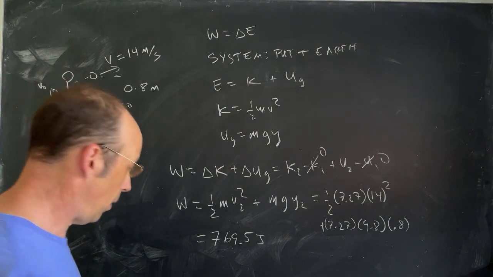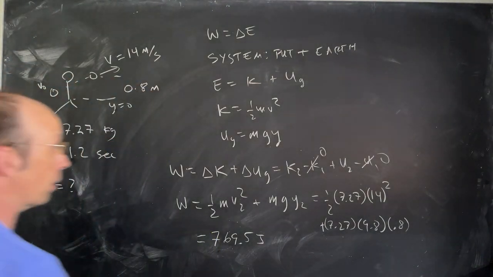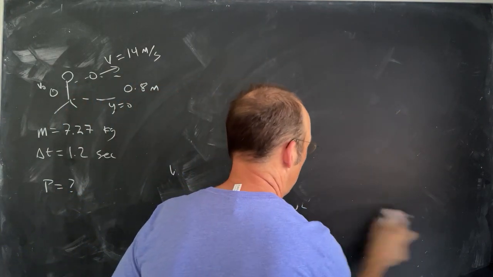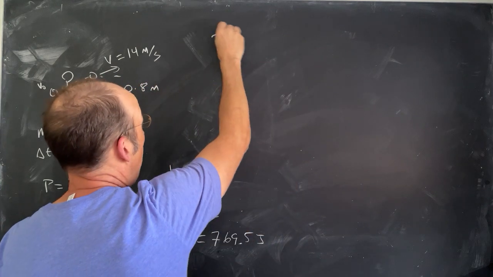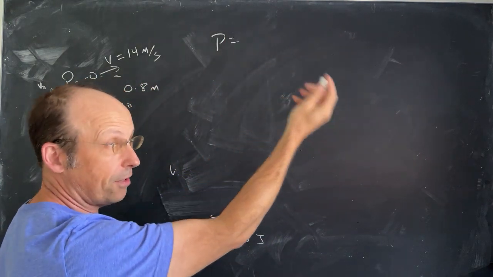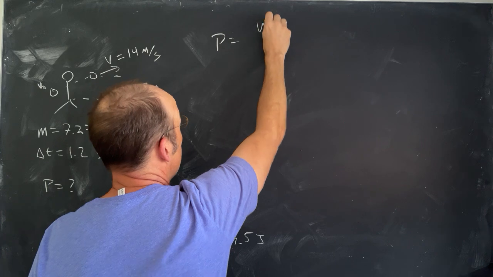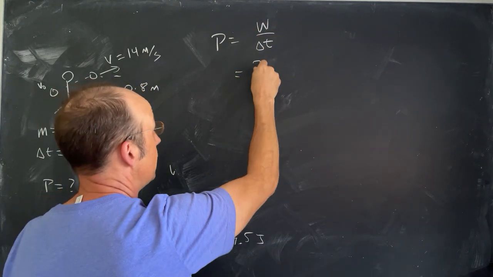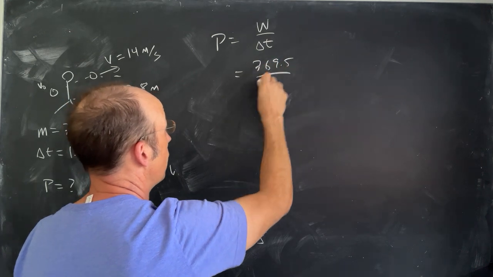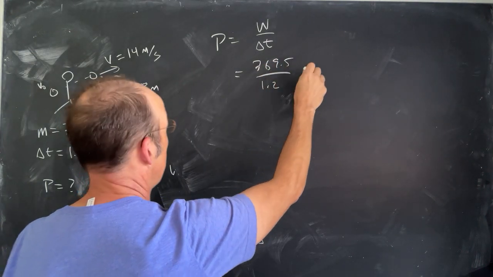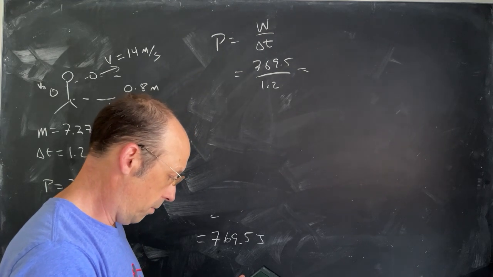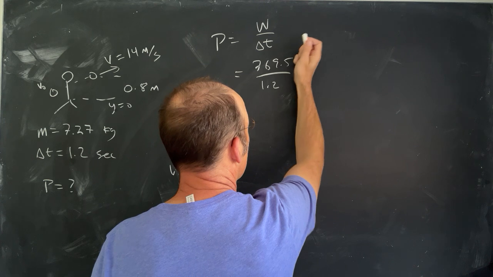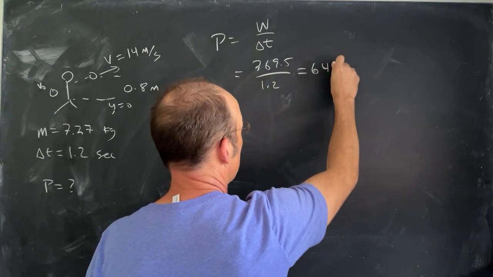Now I want to calculate the power. Power is going to be the rate of change of energy, but in this case we're talking about the power of that person, so it's actually the work divided by the time interval. That's pretty easy. It's just this work, 769.5, divided by 1.2 seconds. So that's going to be 641 watts.